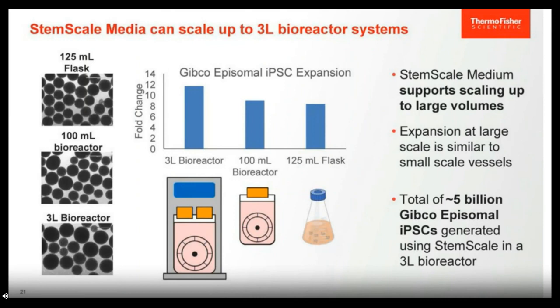I do want to point out that the 2 bars for the 100 ml bioreactor and the 125 ml shake flask are a little lower than the 3-liter bioreactor. This is because I was sampling daily from all these cultures, and spheroids were being removed as a result. So without daily sampling, I would anticipate that all 3 vessels would have very similar expansion. We were able to obtain a total of approximately 5 billion Gibco somal iPSC cells using this expansion in the 3-liter bioreactor system.